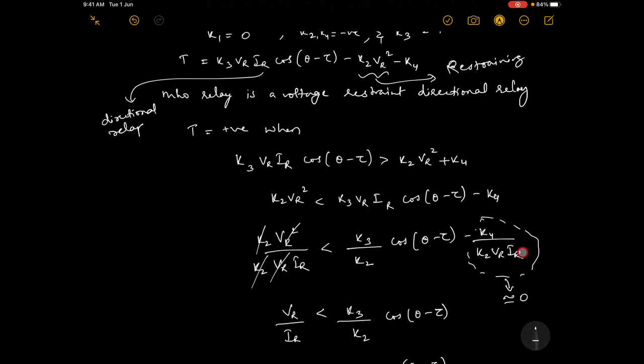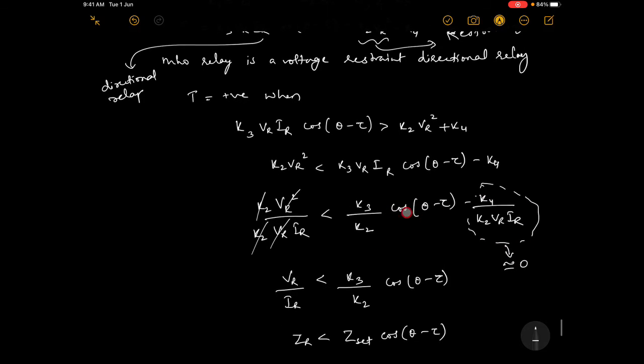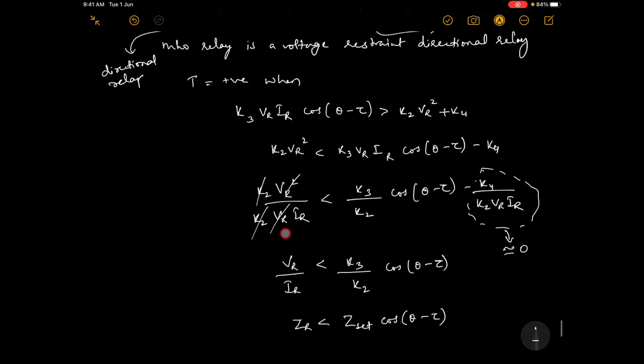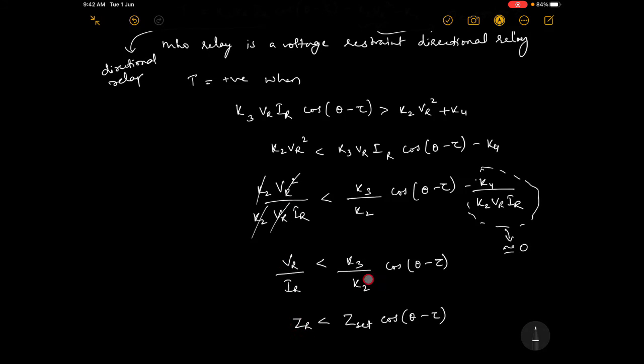Since the voltage term and current term are high compared to the spring torque or spring restraint, K4 is very less. Since the numerator is less compared to the denominator, it is approximately 0, so we can neglect this. So only this term continues. We have VR by R, which is nothing but ZR. Since this is ZR, we can make this constant as Z.